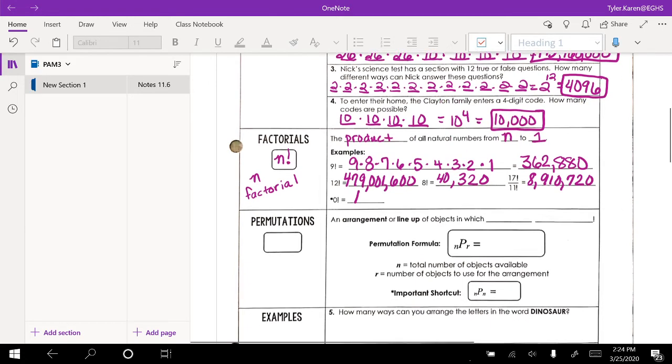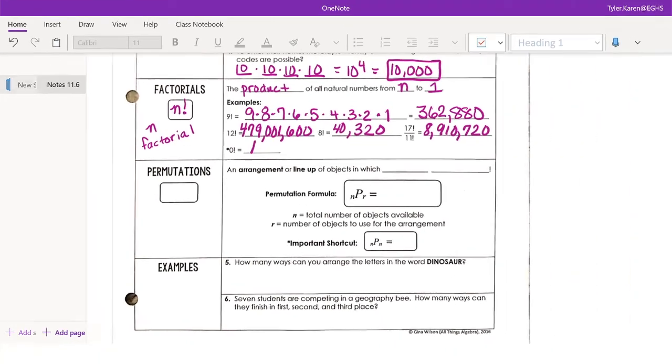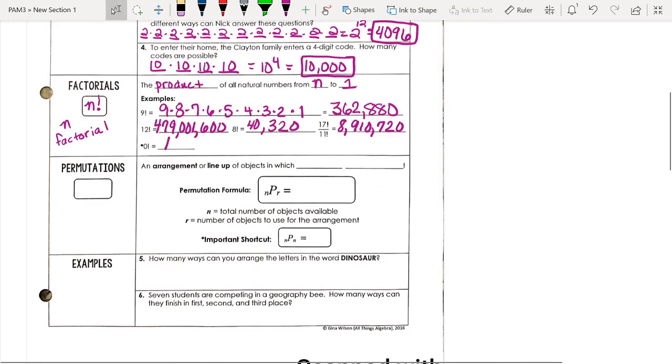Okay, here we go. Oh, let me make this bigger again. This is definitely new to me. Okay, permutations. Permutations is an arrangement or lineup of objects in which order matters. All right, and what a permutation looks like in its little generic form, we're going to write it off to the left. It's a little n, it's a big P, and it's a little r. All right, notice how it's a P and it stands for permutation.